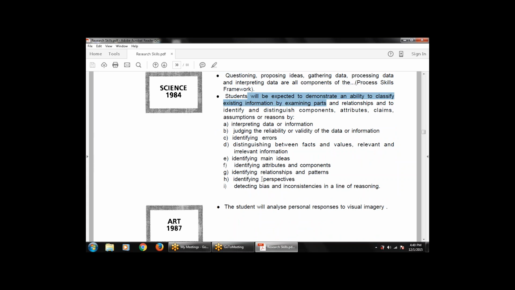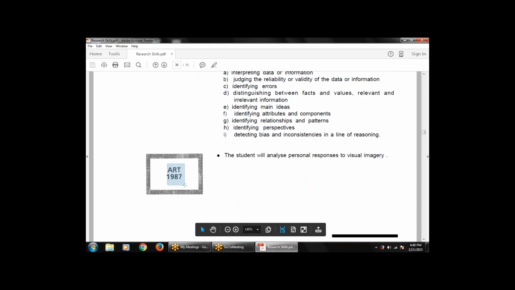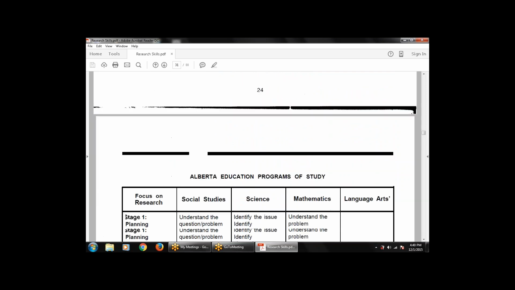Then identifying the perspectives, detecting the bias and inconsistency in a line of reasoning. Then art 1987, the student will analyze the personal responses to visual imagery. That is art, that is the drawing part.